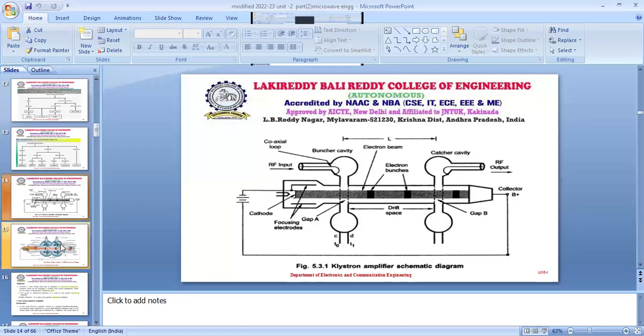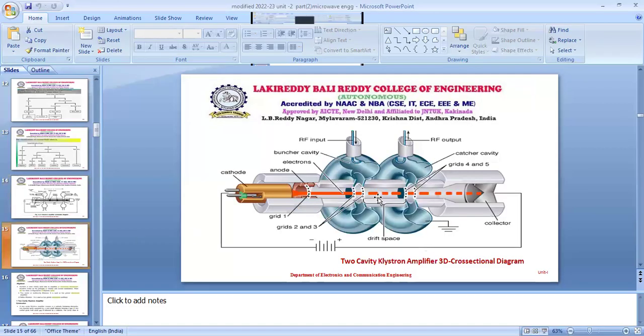So now this is the 3D cross-sectional diagram of a two cavity klystron amplifier. And here is the RF input and here is the RF output, and two cavities. One is the input cavity, or buncher cavity, and the other is the output cavity, or catcher cavity, and a cathode and a filament. And these are the accelerating anodes or accelerating grid or focusing electrodes.